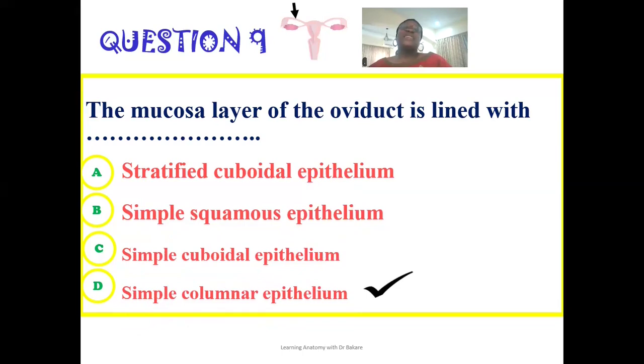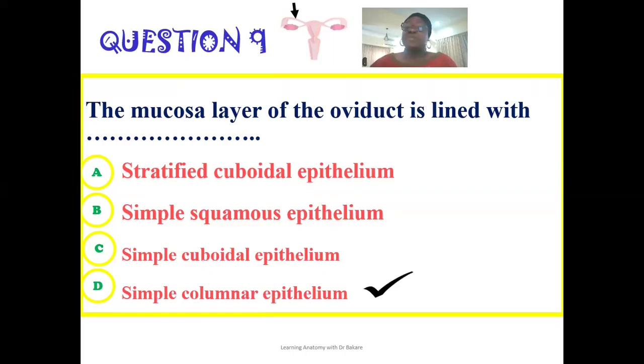This is the epithelium lining of the uterine tube or the oviduct. Structures are not just lined with any epithelium, they are lined based on the function that the organ would exert. And we know that the oviduct exerts a secretory function, and it also allows for the movement of gametes along its lumen. And because of this, it is lined with a simple columnar epithelium.